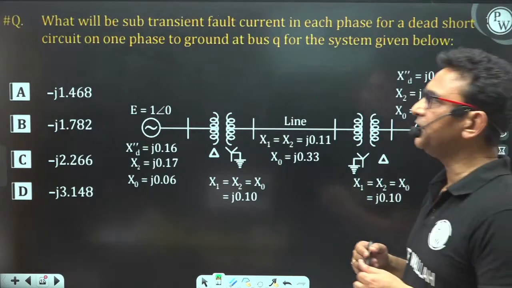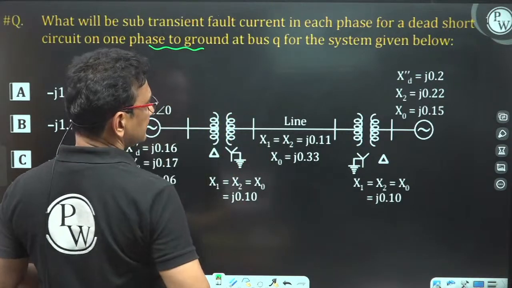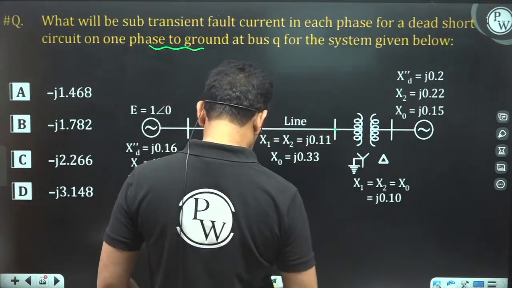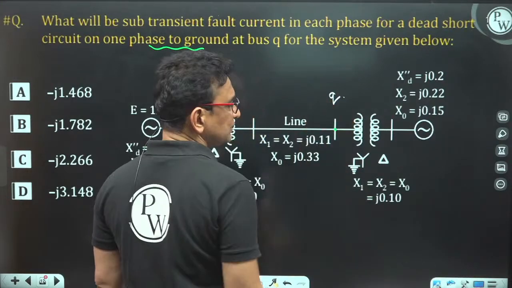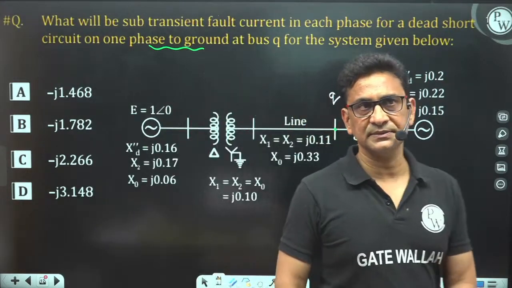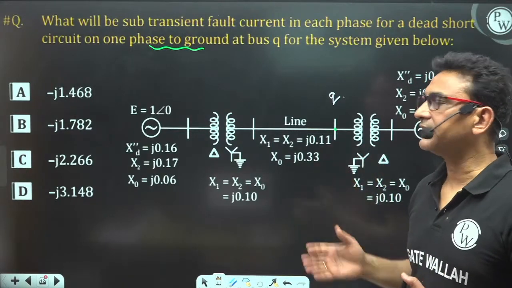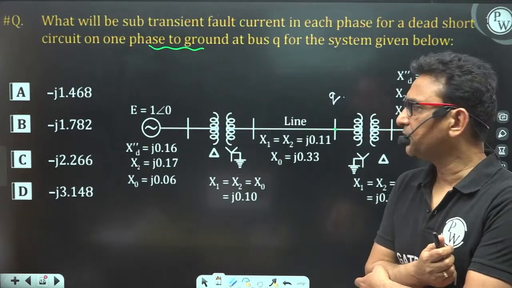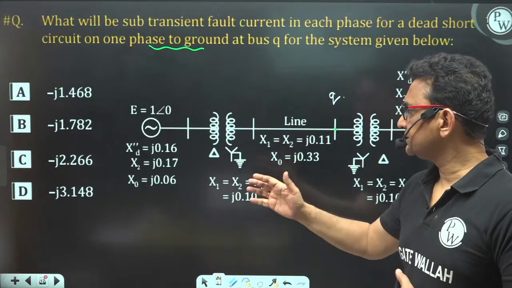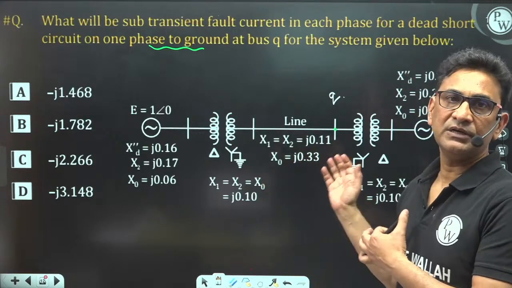That means for the line to ground fault, you have to find out the fault current at bus number Q. Here, directly, this is the single line diagram of a power system. The positive sequence impedance and negative sequence impedance are not given directly. Here the positive, negative and zero sequence impedances are given for the different components present in the power system.